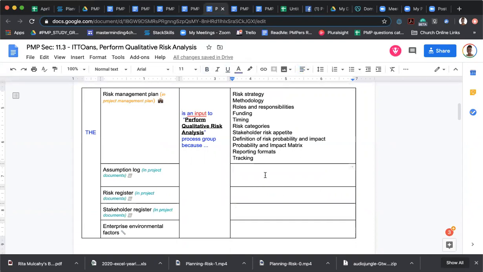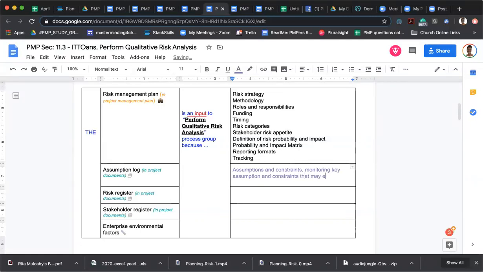Assumption log. This is about assumptions and constraints. It's monitoring key assumptions and constraints. Again, it's basically one leading up to the other. So if you have certain assumptions and they don't necessarily tally with the process you have, it's just going to result in increasing the risks.